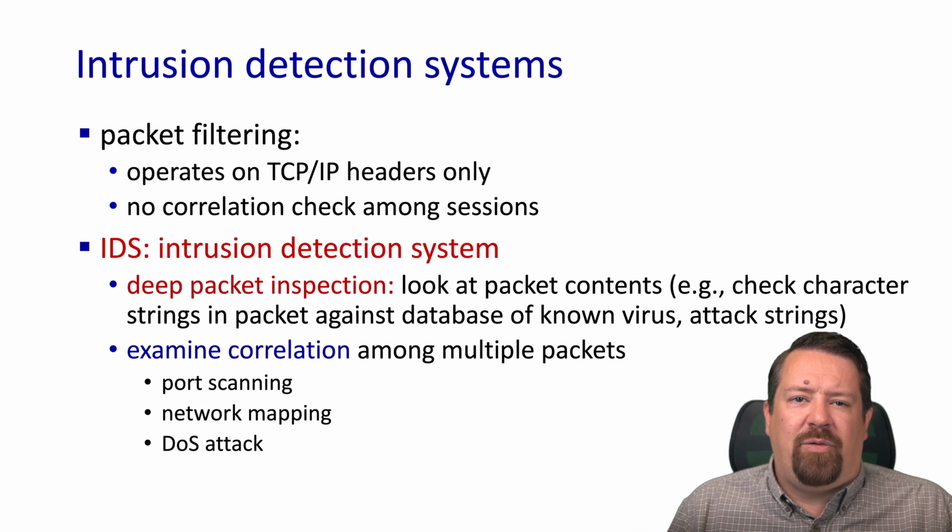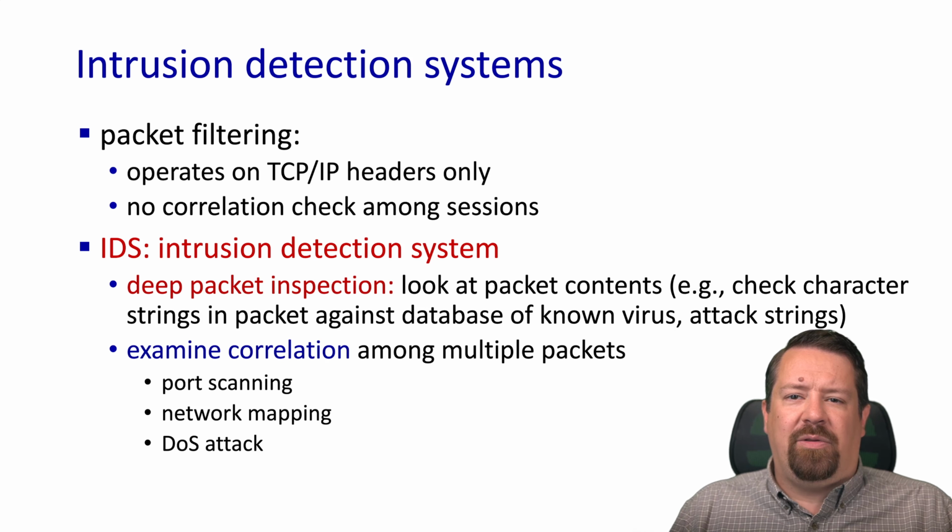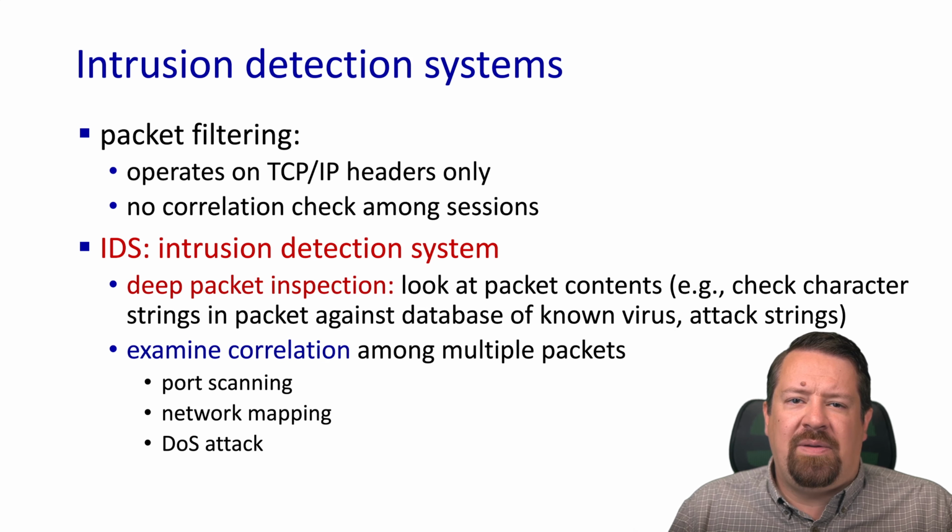Now we move on to intrusion detection systems, or IDSs. And we note that there's a more advanced version of these called IPSs, or intrusion prevention systems. In general, an IDS or an IPS works on the basis of deep packet inspection. So it's looking at the packet contents, not just a few fields in the headers. And it can check these contents against all sorts of things. For example, known virus signatures or known attack strings that cause overflows or SQL injection attacks and so on.